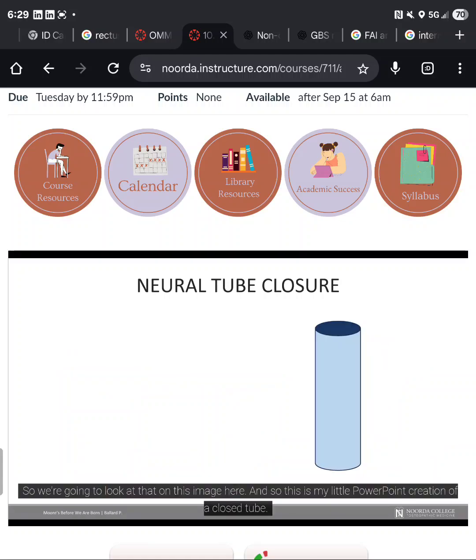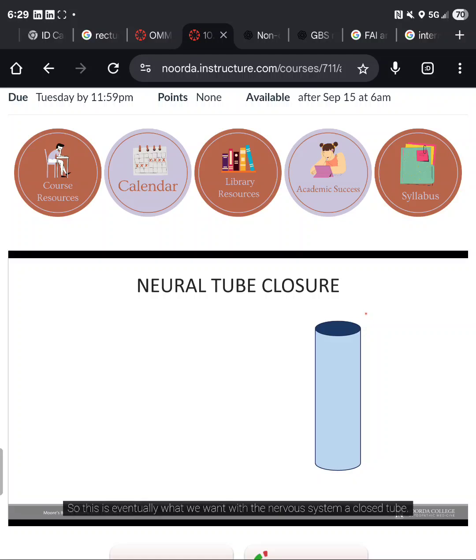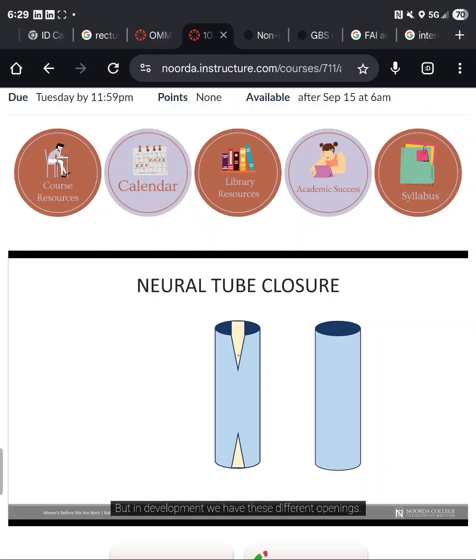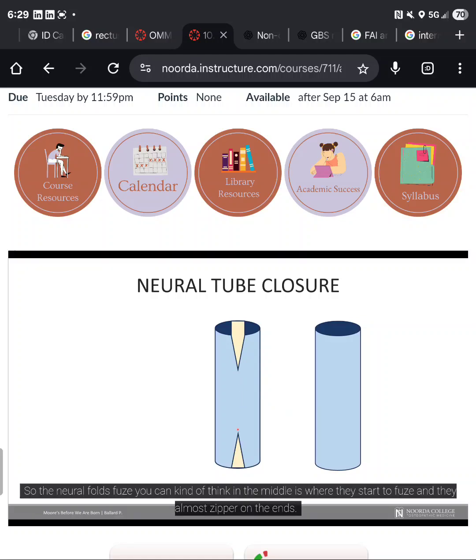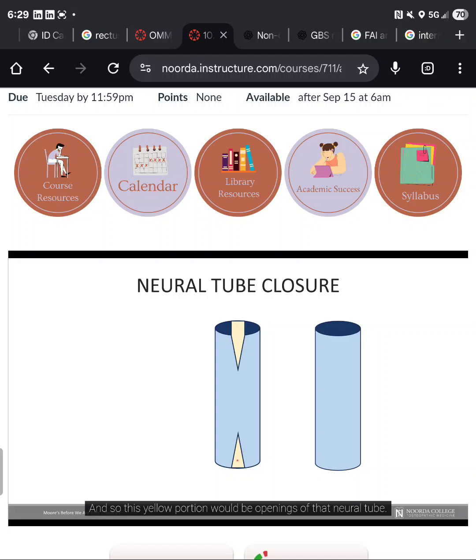So we're going to look at that on this image here. And so this is my little PowerPoint creation of a closed tube. So this is eventually what we want with the nervous system, a closed tube. But in development, we have these different openings. So the neural folds fuse, you can kind of think in the middle is where they start to fuse and they almost zipper on the ends. So this yellow portion would be openings of that neural tube.